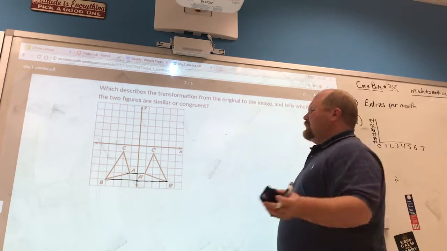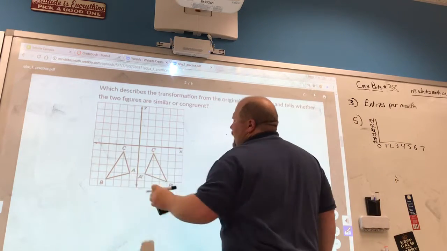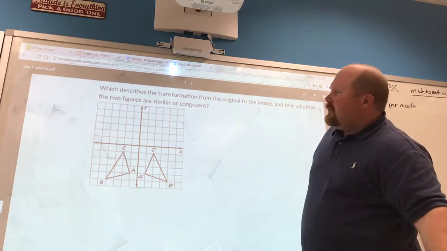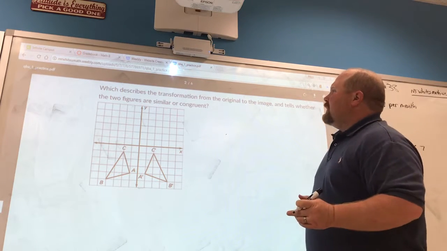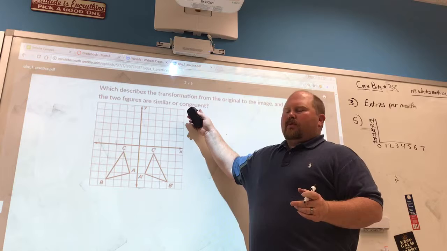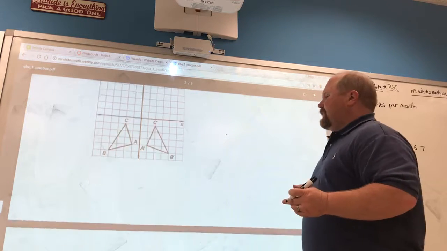It is a reflection, and it's a reflection across the y-axis. So the first half of your answer, reflection across the y. The second part of your answer, these are congruent. They are the same size and shape.